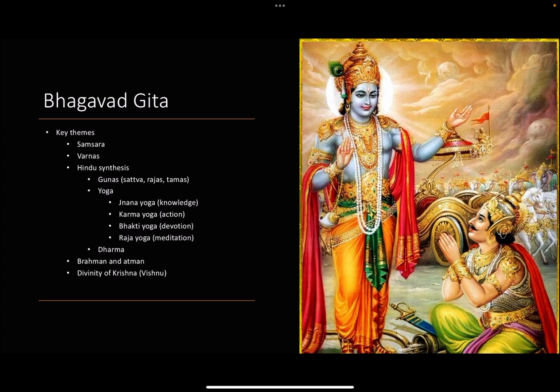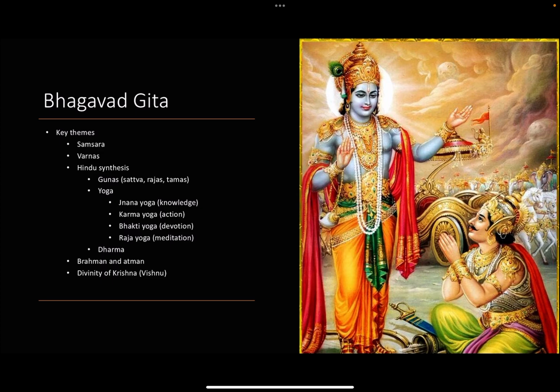Of course, described in this are also the varnas, the caste system. And these seem to be hard and fast. And one of the things, in fact, that Arjuna is most worried about is that he is violating caste if he participates in this war that he's about to fight. Okay, so we'll look at the text a little bit for that.